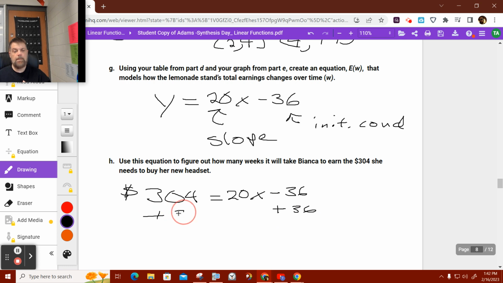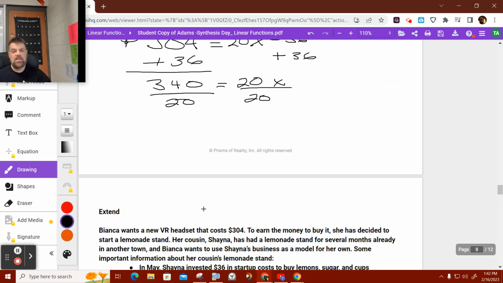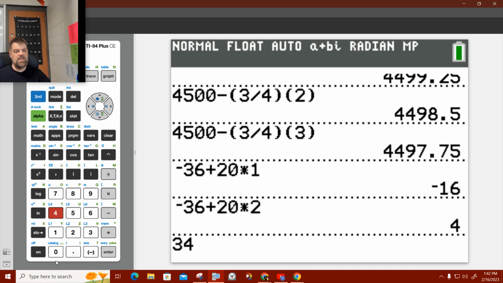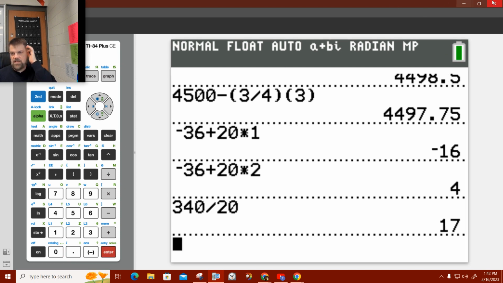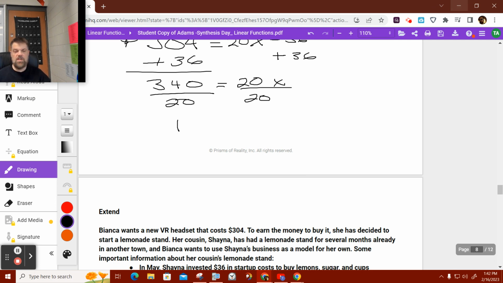Did you guys figure this out? All right. Well, good. You're smarty pantses. 340 equals 20x. And you divide by 20, and I think somebody said the right answer is 17, right? Let's do that on the calculator. 340 divided by 20 equals 17. So x is 17 weeks.